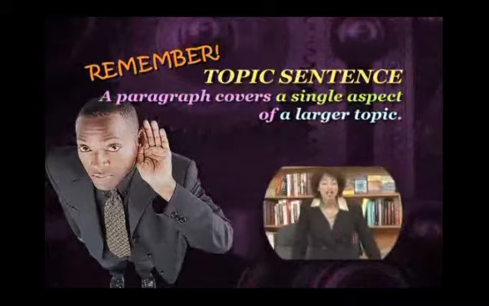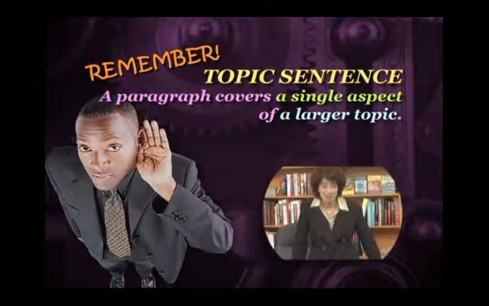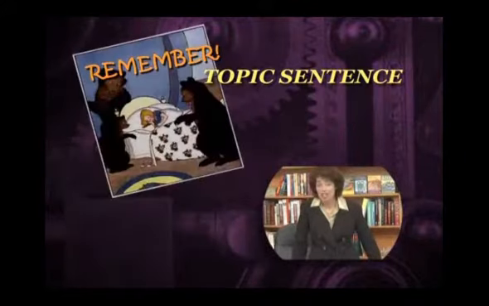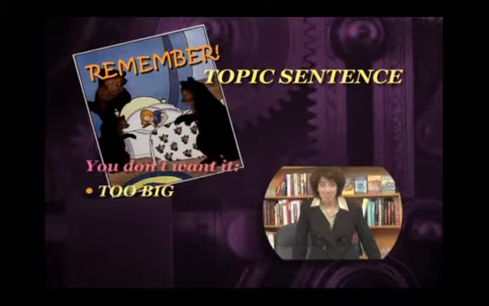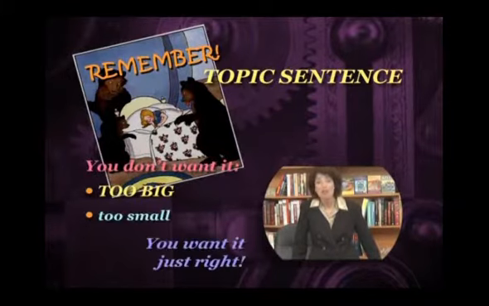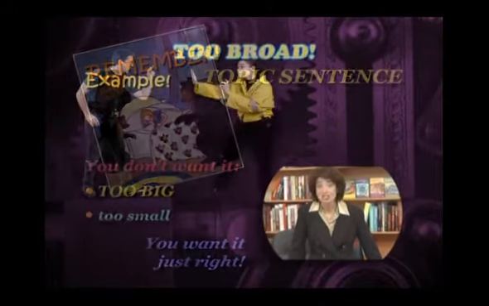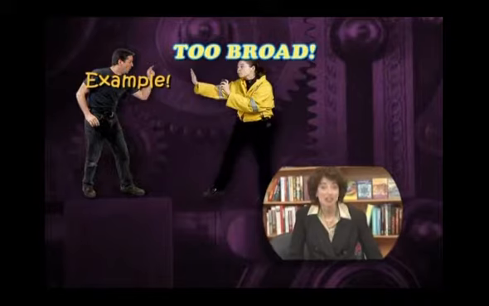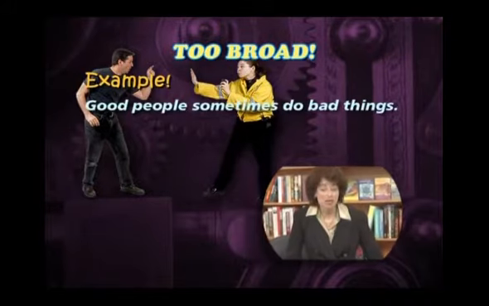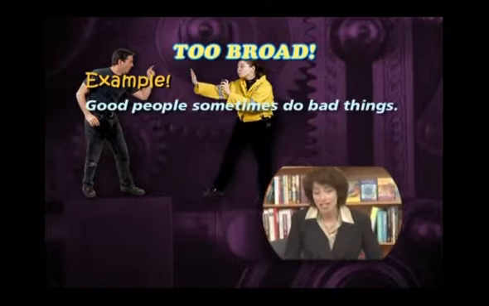Remember that a paragraph covers a single aspect of a larger topic. And when you're forming your topic sentences for your paragraphs, think about Goldilocks and the Three Bears. You don't want it too big. You don't want it too small. You want it just right. Here's an example of one that is just too broad for a single paragraph. Good people sometimes do bad things.